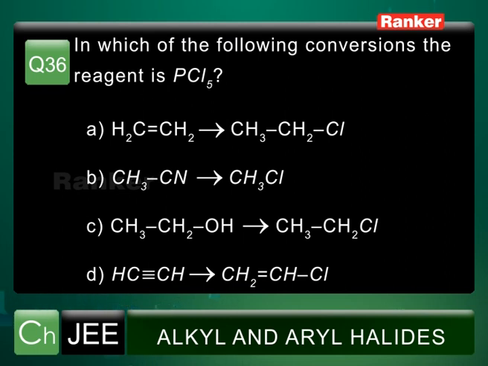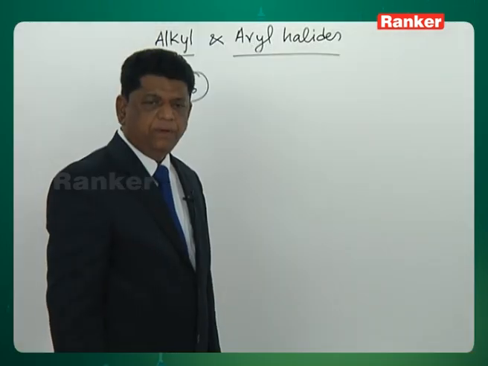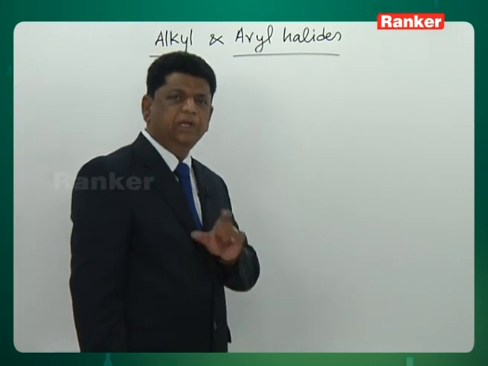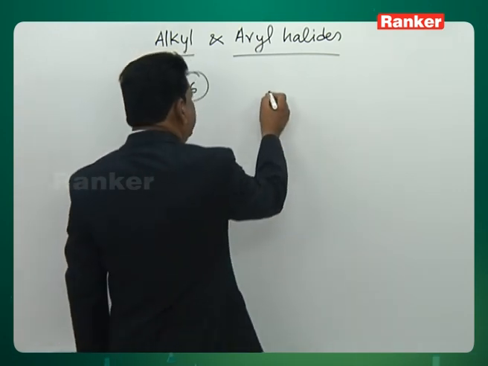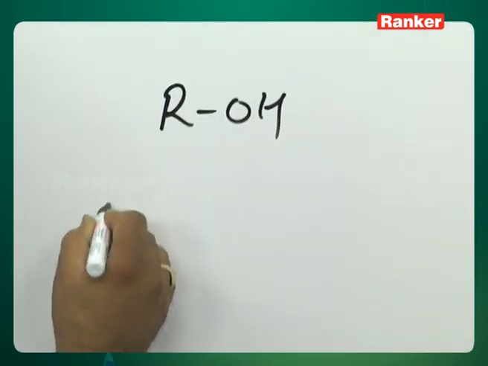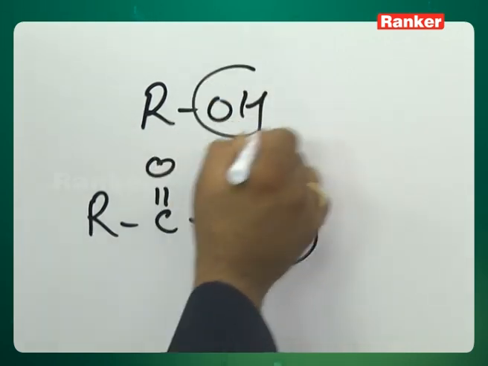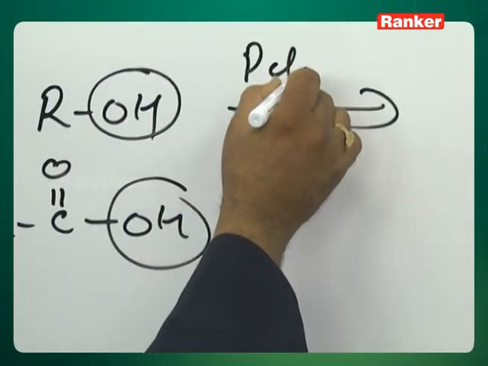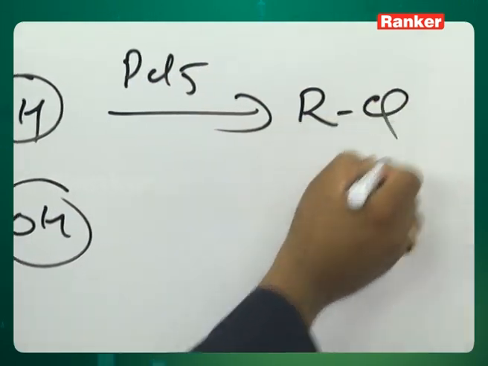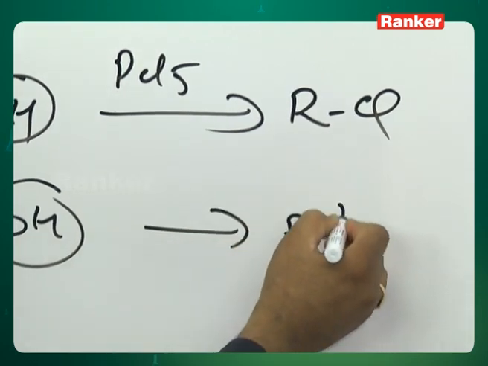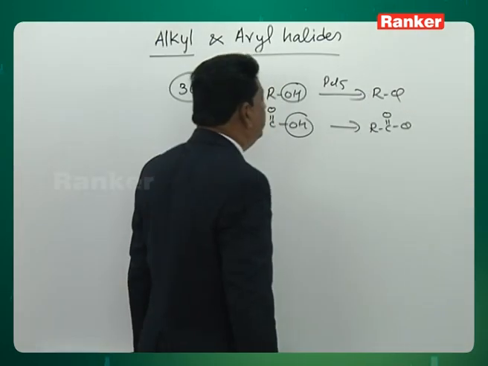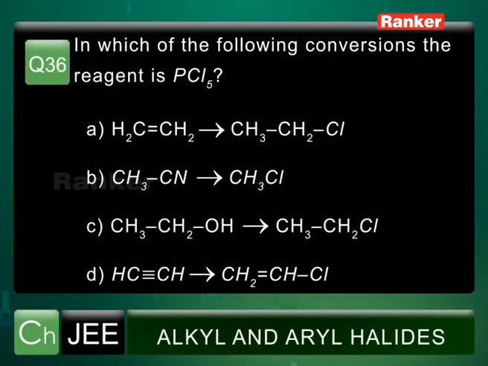Option B, methyl cyanide to methyl chloride. Option C, ethanol to ethyl chloride. Option D, acetylene to vinyl chloride. Option C is an OH converting into Cl, either in the alcoholic OH or in the carboxylic acid OH. Both of these hydroxy groups can be converted with PCl5 into RCl. In this case, you will get RCOCl. Both are achievable by PCl5.